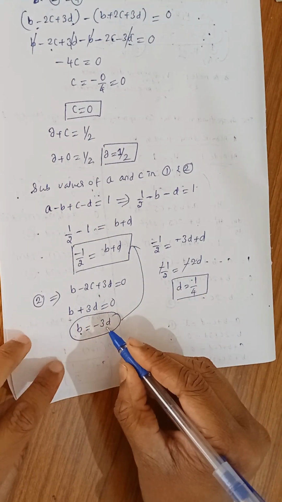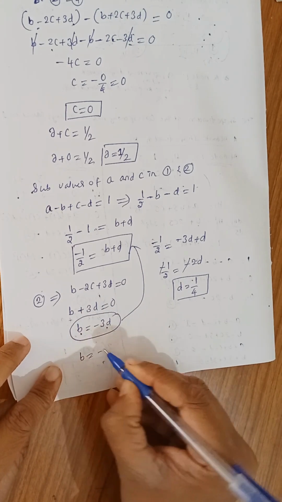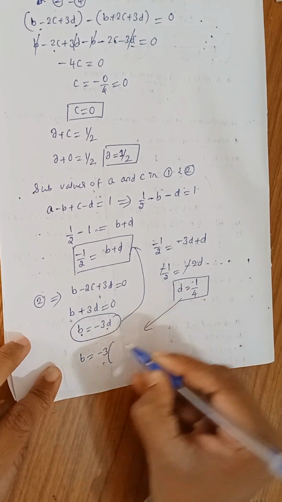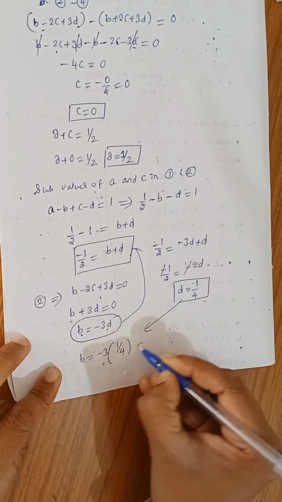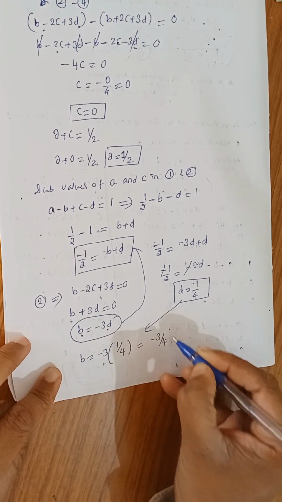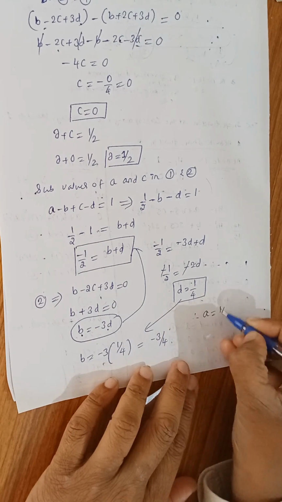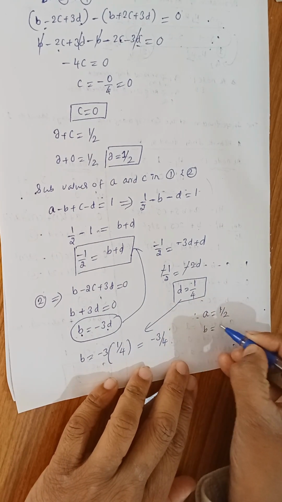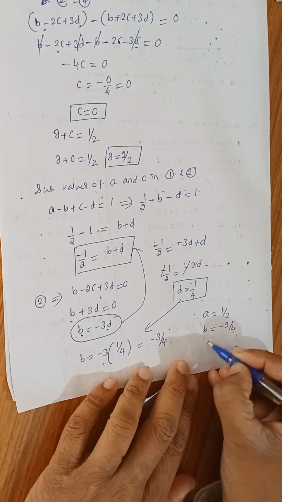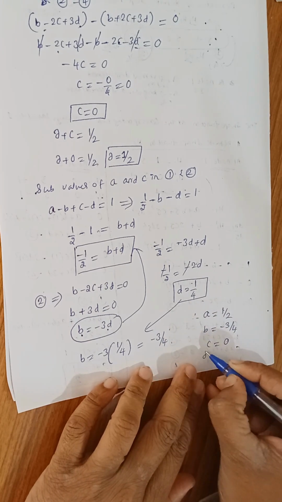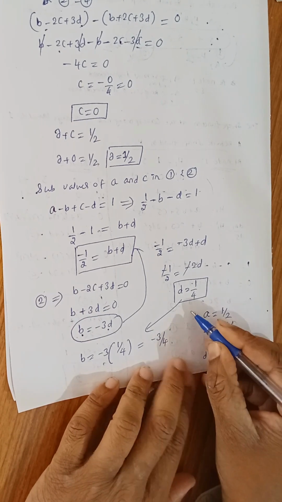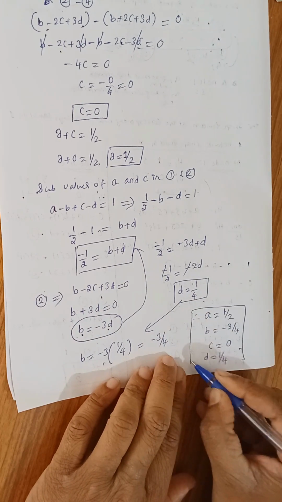Here you have B equal to minus 3D. Therefore B equal to minus 3 into, substituting this value over here, 3 into 1 by 4. I'm going to get minus 3 by 4. So therefore the value of A is half, B is minus 3 by 4, C is 0, and D is 1 by 4. So these are the final values I have got.